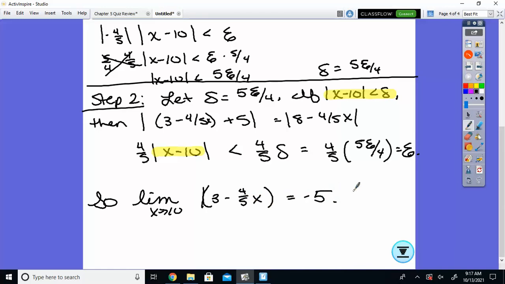Do we have to rewrite the equation at the end? No. Is that okay?